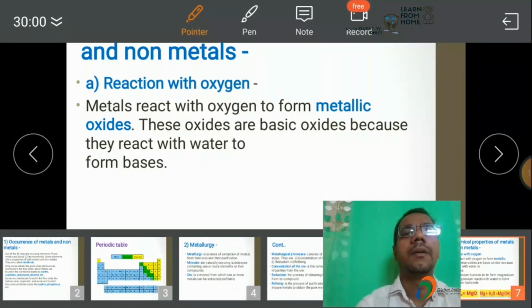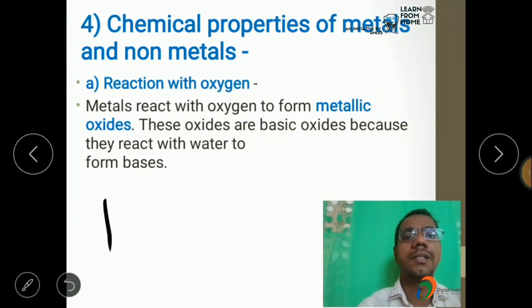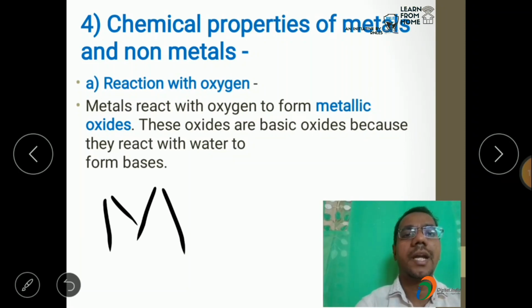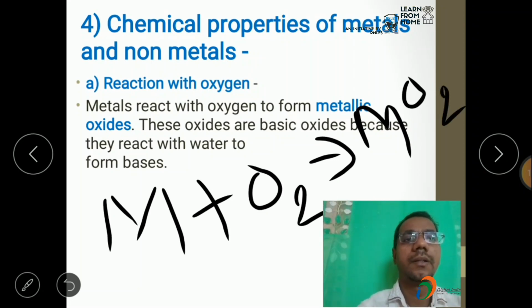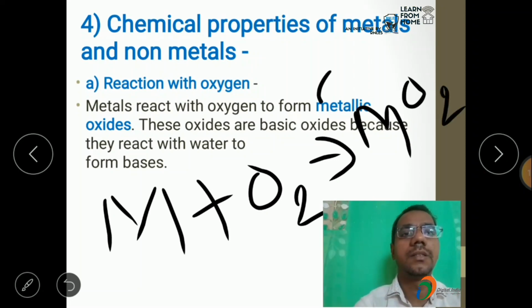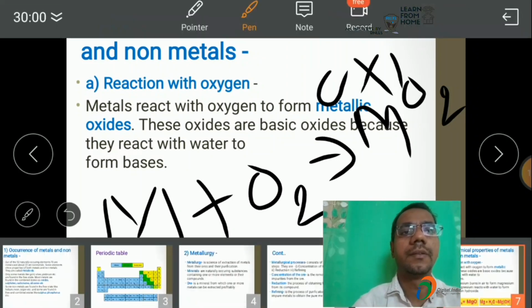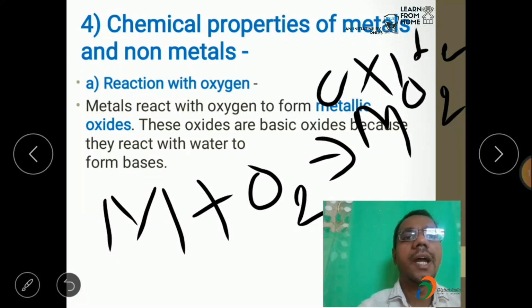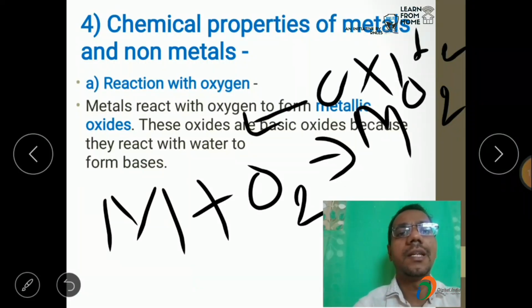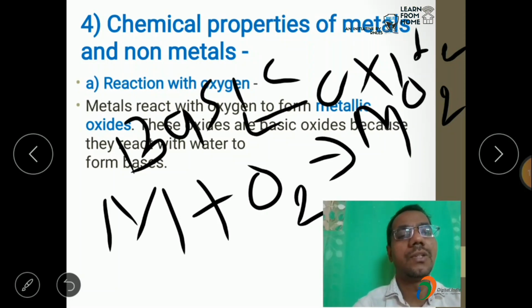Again, I will revise this point. Suppose we have a metal. What is meant by the oxides? They react with the oxygen to form oxide. So this is nothing but the oxide. And these oxides are basic in nature. What is the nature of this oxide? These oxides are basic in nature.